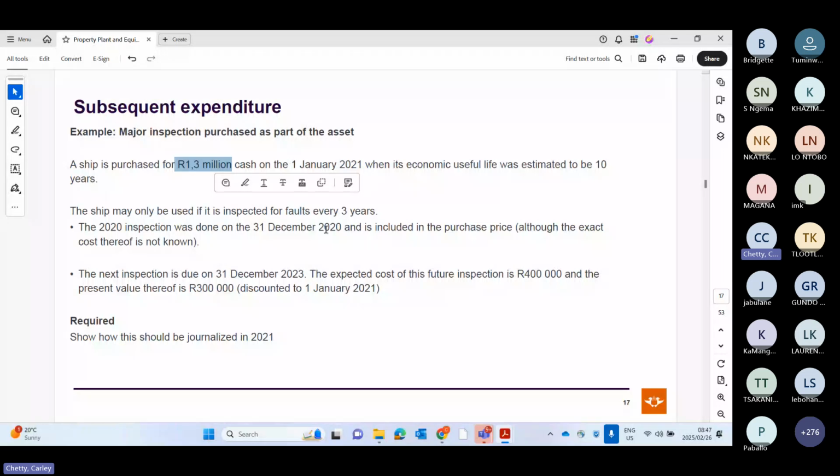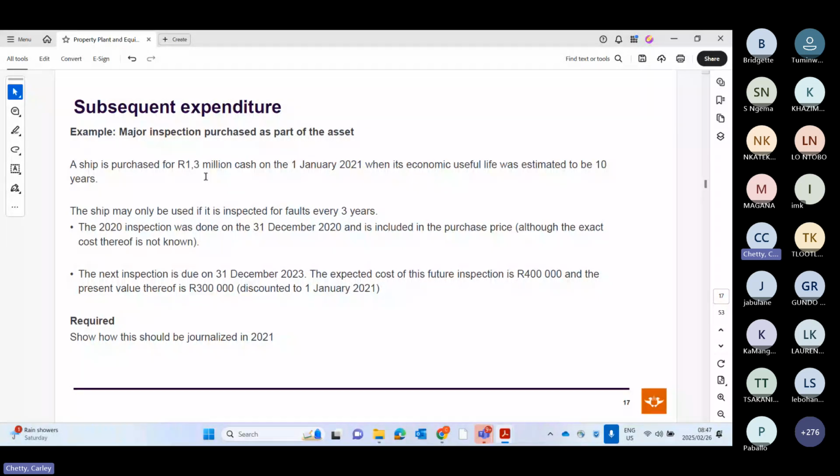So when we now need to record the asset, the ship, this 1.3 million, we need to decide what value is attributable to the previous inspection. Because remember, the previous inspection was done 1 year ago, but it's going to last 3 years. So if it was done 1 year ago, 1 year is gone, it's still got 2 years left of the inspection. So we need to separate this value of 1.3 million, what relates to the inspection, what relates to the actual ship structure.